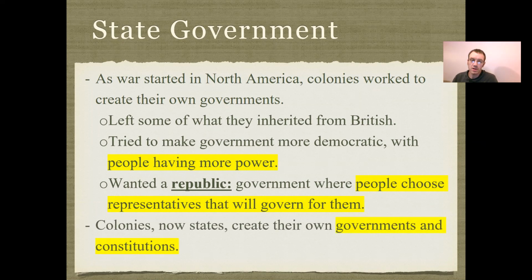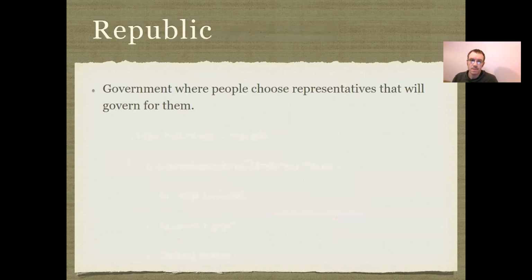Now the colonies, which are now states, create their own governments and their own constitutions. Each state has its own government, and they're deciding they're going to work together. The Articles of Confederation, which is created, is a decision to work jointly together. So a republic is a government where people choose representatives that will govern for them. Which of the following are republics?